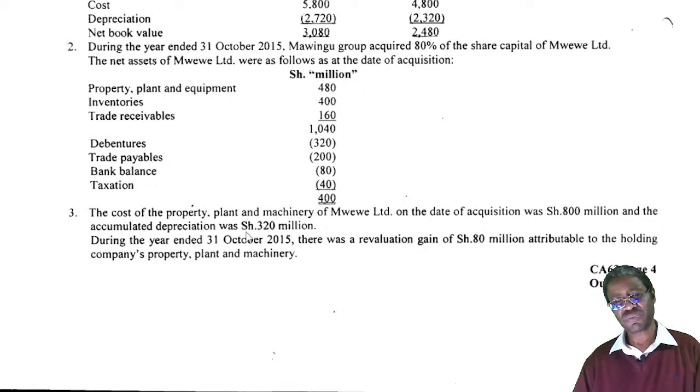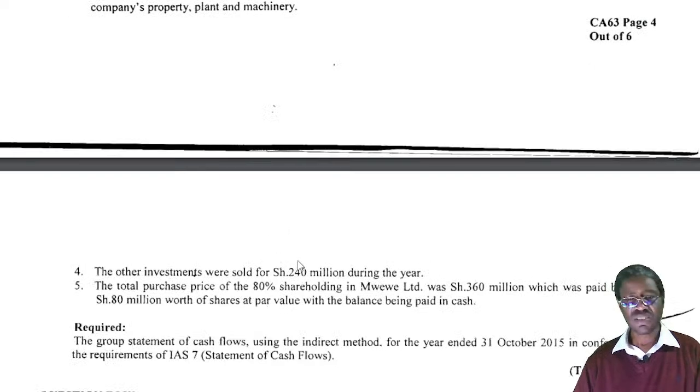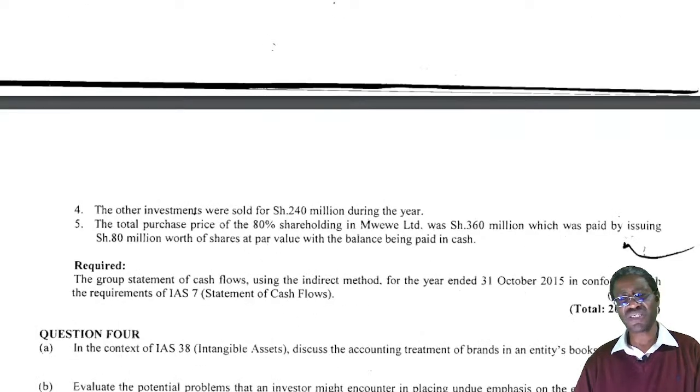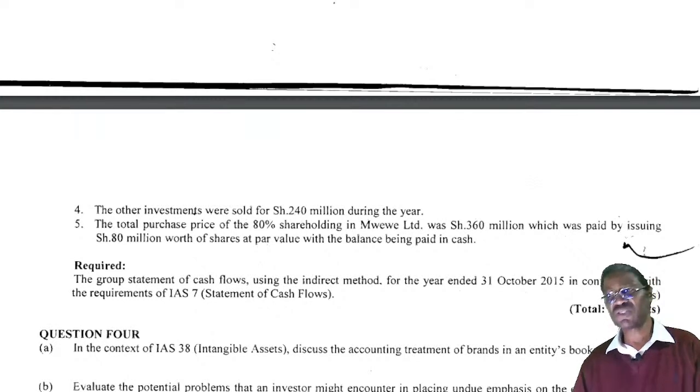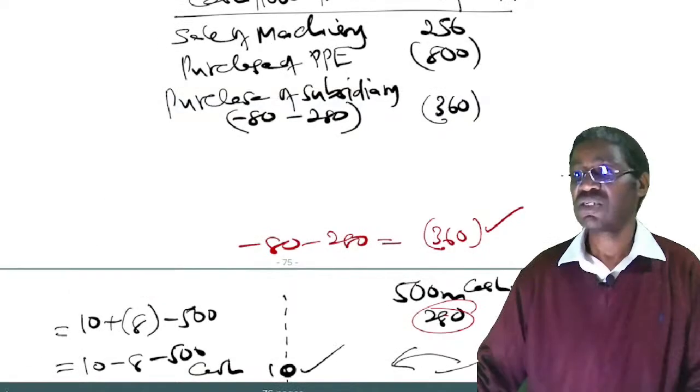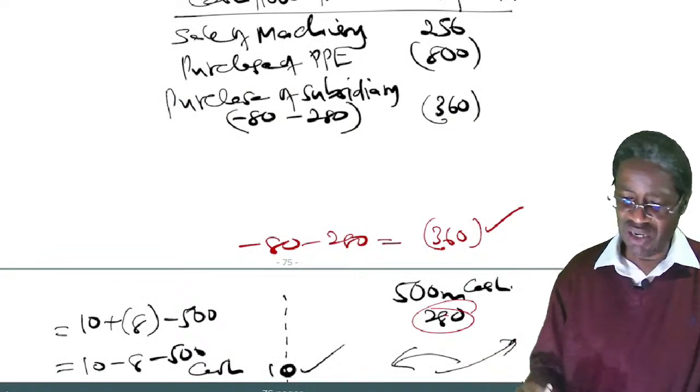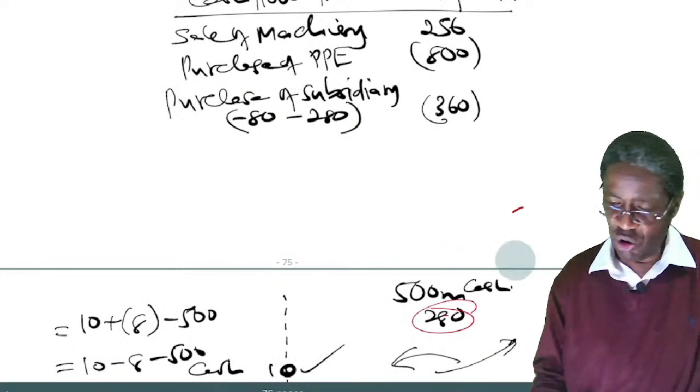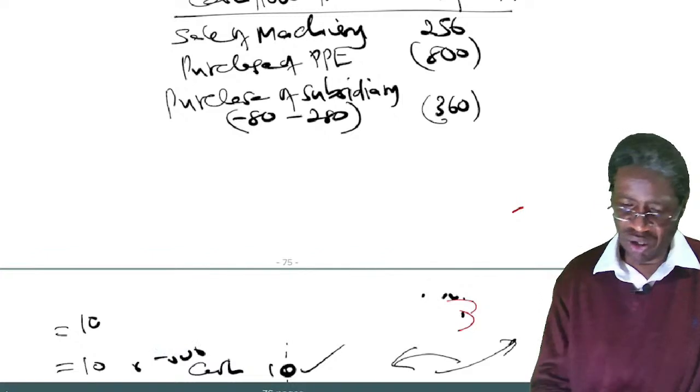Number 4, is there anything? Yes. Number 4, we are saying we sold. Number 4 says other investments were sold for 240 million. It was among a fixed asset. It's an investing activity. We sold an investment which is a fixed asset. Good. So come and bring it now. And you say your sale of investment. Sale of investment.